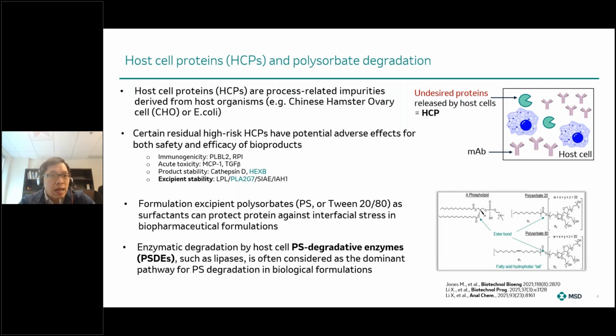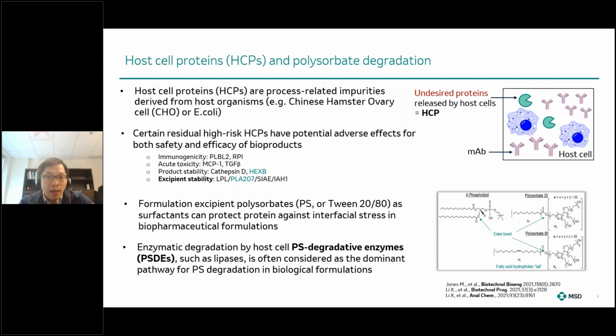This talk really focuses on excipient stability. So why do we care about it? Formulation excipients such as polysorbate, also called Tween 20 or 80, serve as surfactants that can protect the protein against interfacial stress in biopharmaceutical formulations. Enzymatic degradation by host cell polysorbate degradative enzymes, or PSDs, such as lipases, is often considered the dominant pathway for polysorbate degradation in biological formulations.